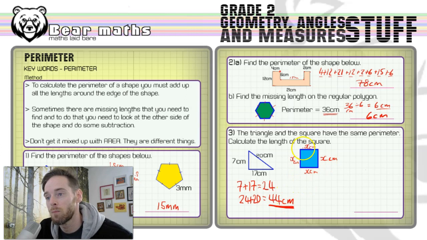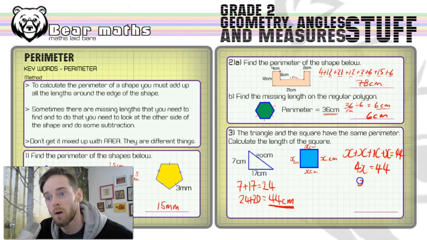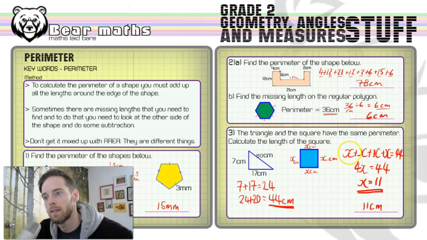Okay. And then we know that x plus x plus x plus x, so 4 x's, equals 44, right? Because we know it's got the same perimeter. Write that as 4x equals 44, okay, and divide both sides by 4 to find what x is. So, it's forming and solving an equation, and there's a video on that. But dividing both sides by 4 gives you 11. X equals 11. So the length of a square is 11 centimeters. All right, and that's your more complicated type of perimeter problem that you could get there.